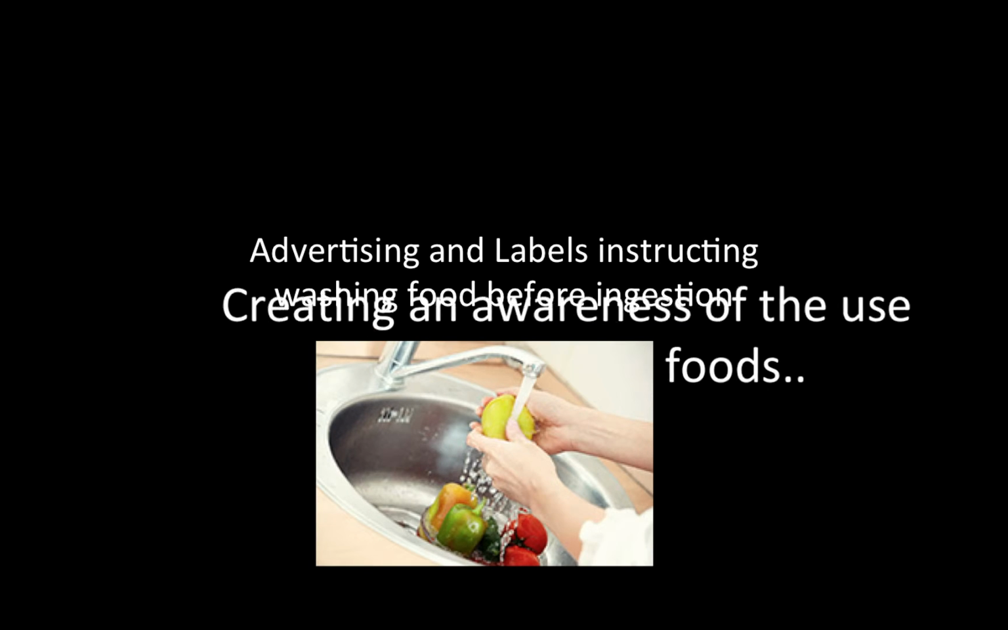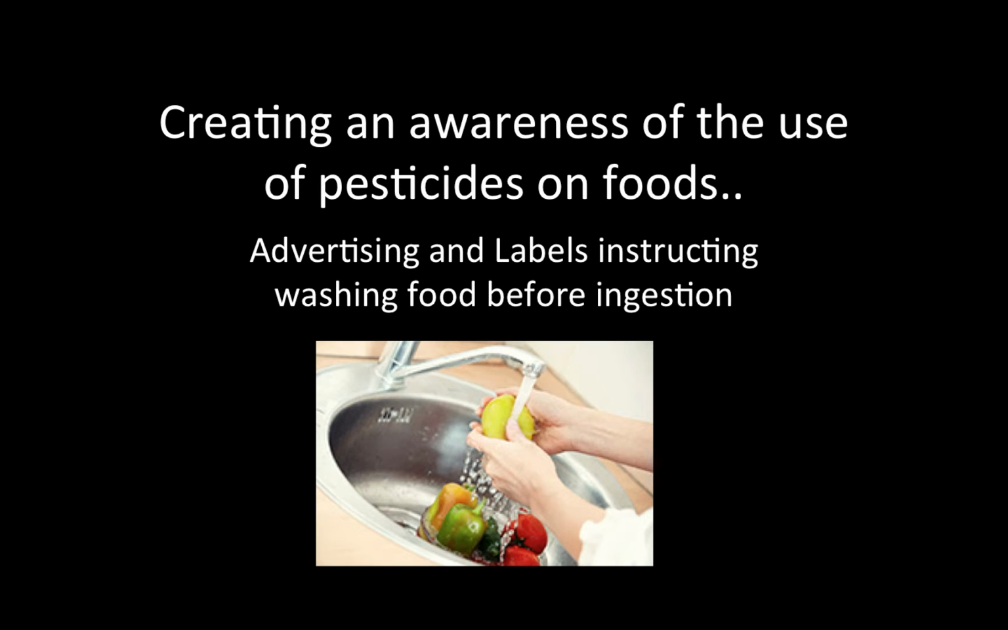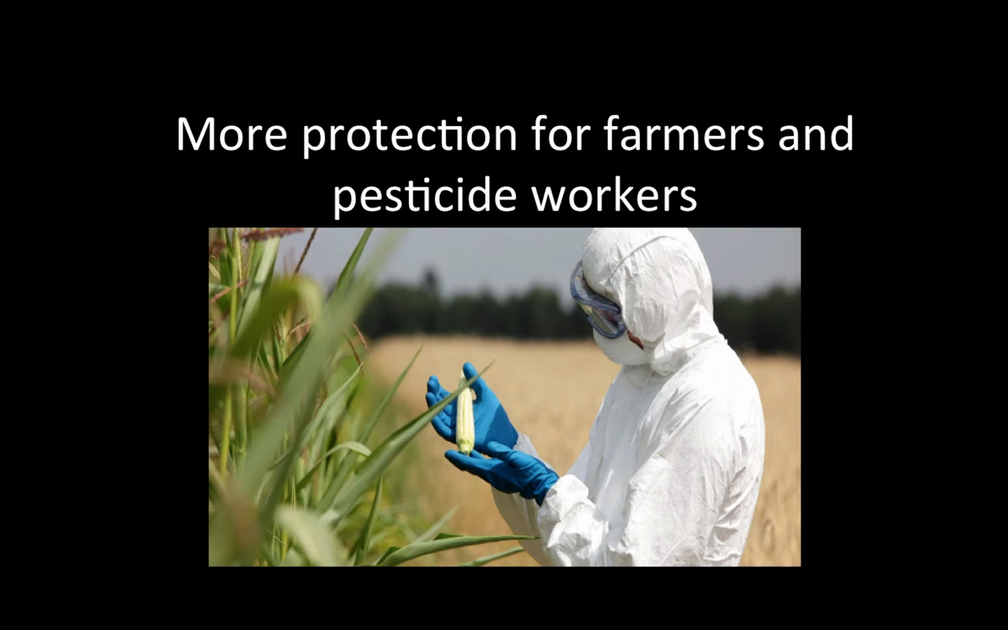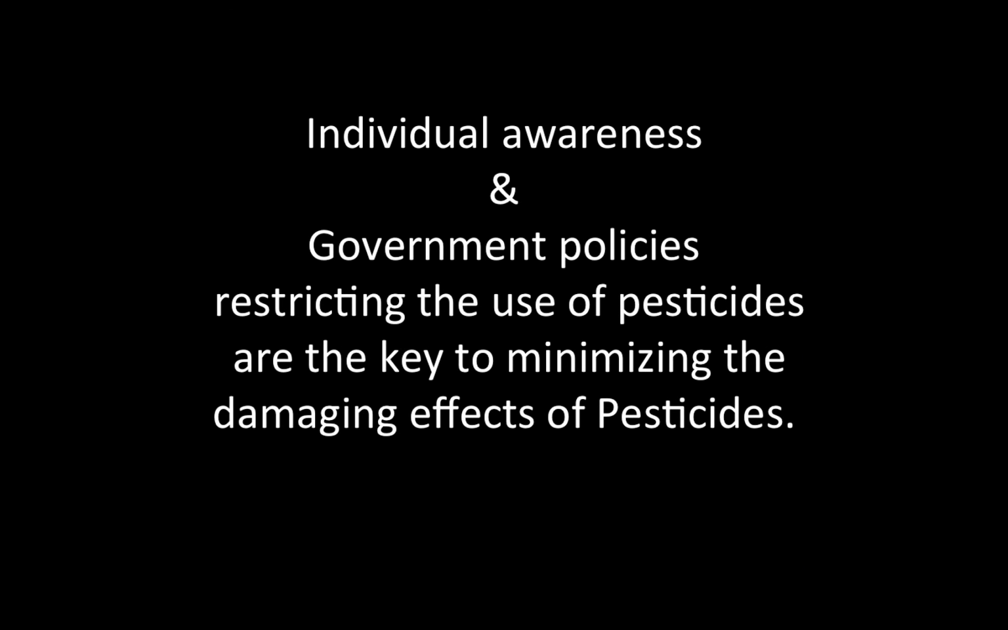Creating an awareness of the effects of pesticides on humans, animals and the environment, and more advertising surrounding the use of pesticides. After all, cigarette packages have warnings. Why shouldn't our food products that contain pesticides? Substituting chemicals for more natural repellents where applicable, and more protection for farm workers and those heavily exposed to pesticides. Individual awareness, government policies, and greater advertising are crucial to help minimise the damaging effects of pesticides on humans, animals, and our environment.